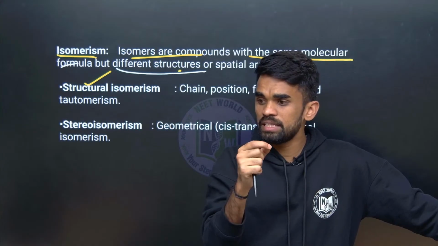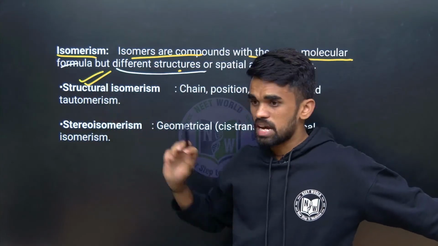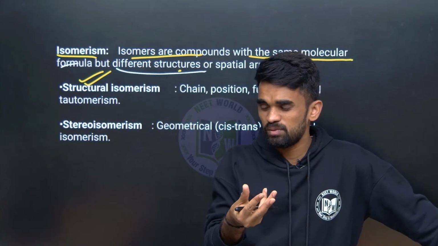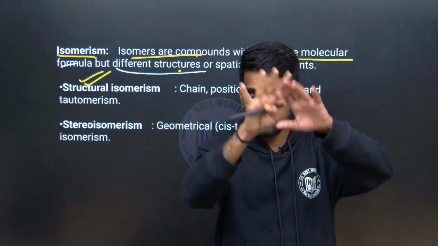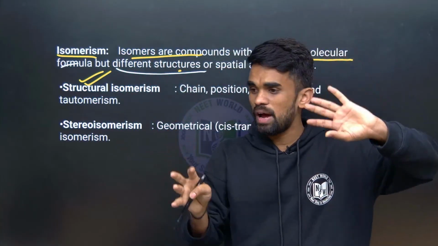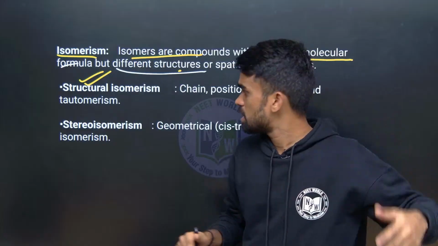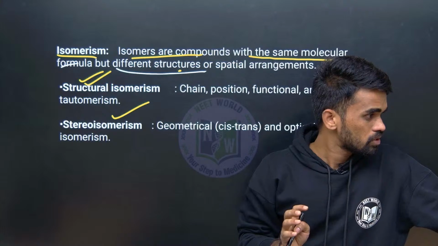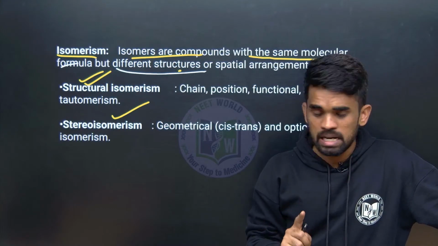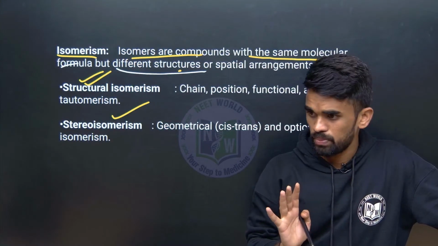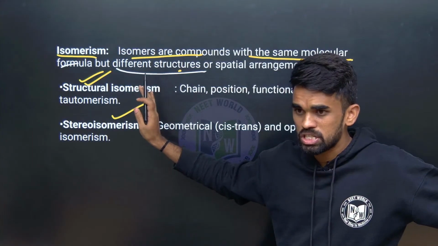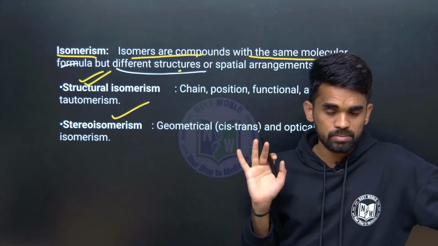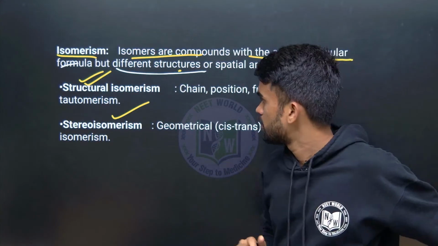If they are different in their structure, we should call them structural isomers. If they are different in the spatial arrangement of atoms, what do we mean by spatial arrangement? In this 3-dimensional space, the arrangement of atoms differs. Then we can call them stereoisomers. So what are the isomers we have? Two types. One is structural, the other one is stereo, right? So structural means differ in their structure, stereo means differ in spatial arrangement of atoms or group of atoms, okay.